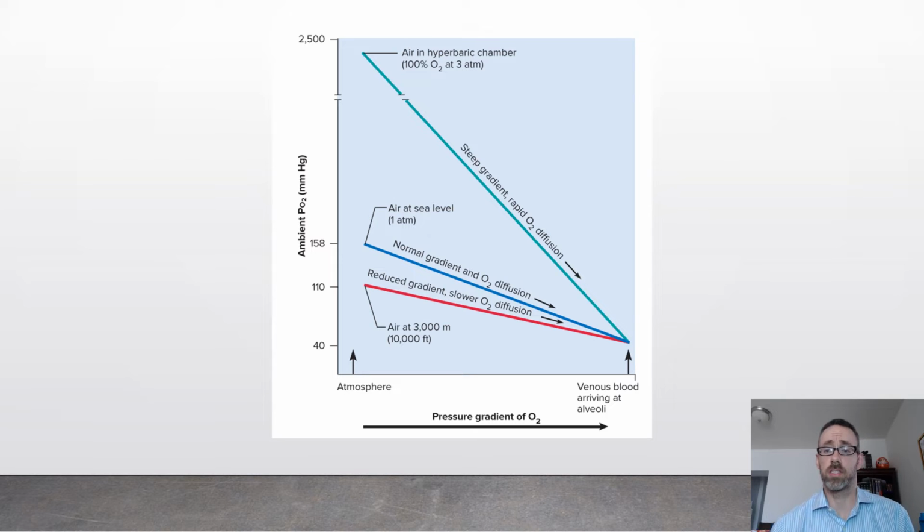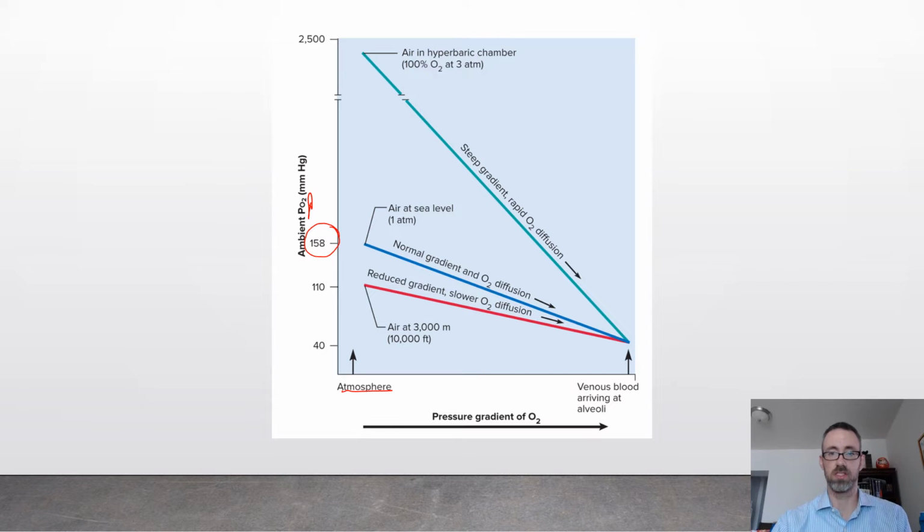So this graph is actually showing you how the partial pressure gradients can change based on the atmospheric pressure. Here on the y-axis, you see we have partial pressure of oxygen in millimeters of mercury. So let's take a look at the middle line first, the blue line. The partial pressure of oxygen at 158. And so this is the atmospheric pressure at sea level.